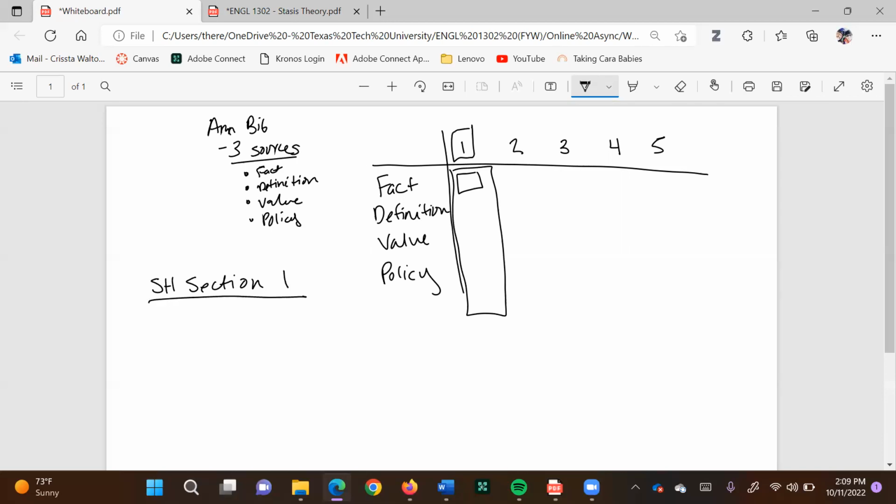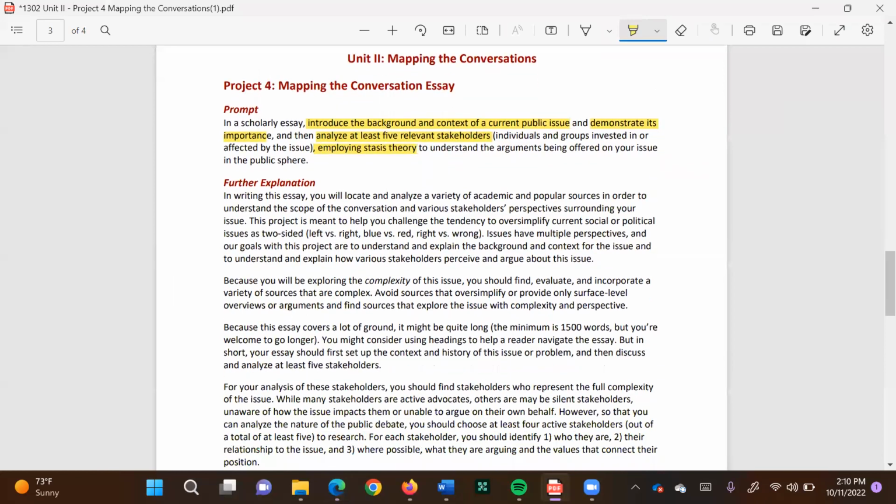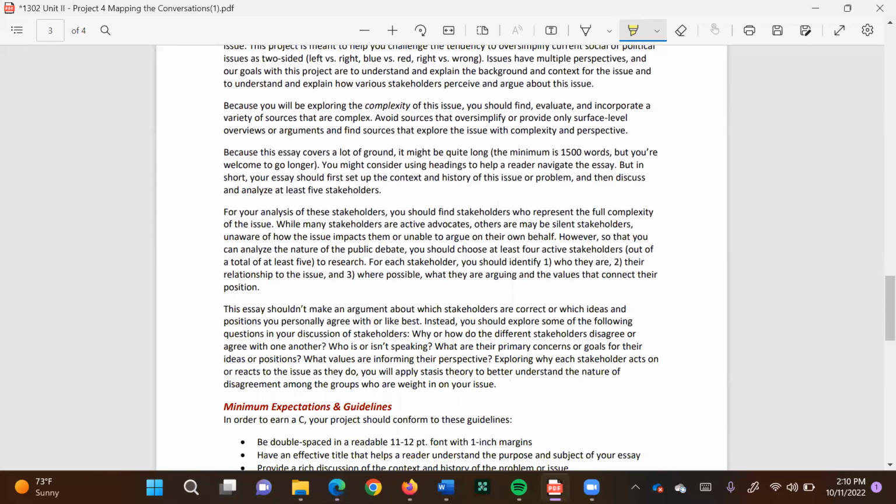So for your stakeholder section, you're going to review what are the facts, definition, value, and policy. This paper is piecemeal, bit by bit, so that you're not having to do it all at one time. I do want to go back to the assignment guidelines really quick so that we can look at what each stakeholder section needs. It makes it clear for each stakeholder, you should identify who they are, their relationship to the issue, and where possible, what they are arguing and the values that connect to that position.